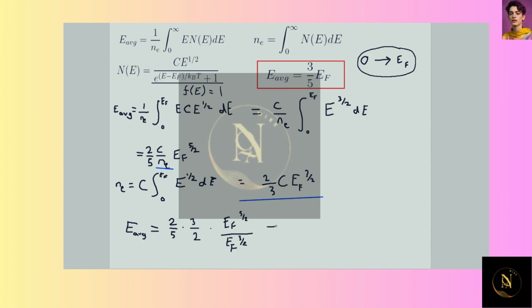And as you can see, our 2's here will cancel, leaving us with the average kinetic energy equal to 3/5. And then reducing these powers down, we end up with 3/5 times a singular factor of the Fermi energy, as required.